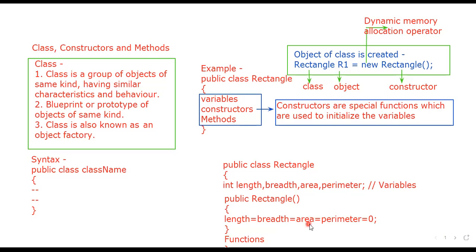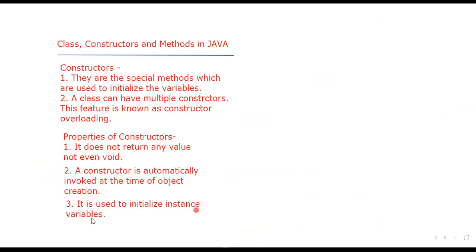Because this is a calculation. So any value you can give. Most of the time, initial values we initialize with 0. Usually we initialize with 0 only. Why we initialize with 0, I will let you know. So it is used to initialize instance variables. Instance variables means the object's variables are given an initial value, 0. And the next is a class can have multiple constructors, that is known as constructor overloading.